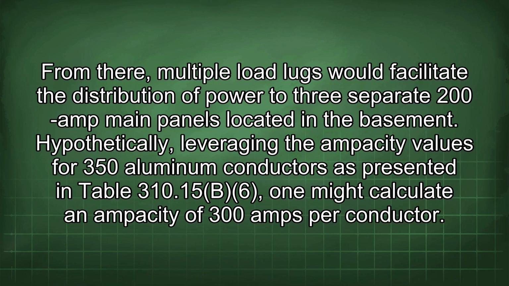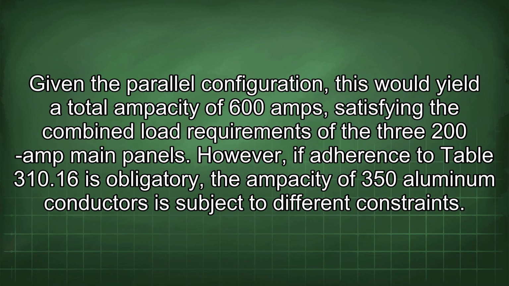Hypothetically, leveraging the ampacity values for 350 aluminum conductors as presented in Table 310.15(B)(6), one might calculate an ampacity of 300 amps per conductor. Given the parallel configuration, this would yield a total ampacity of 600 amps, satisfying the combined load requirements of the 3 200 amp main panels.